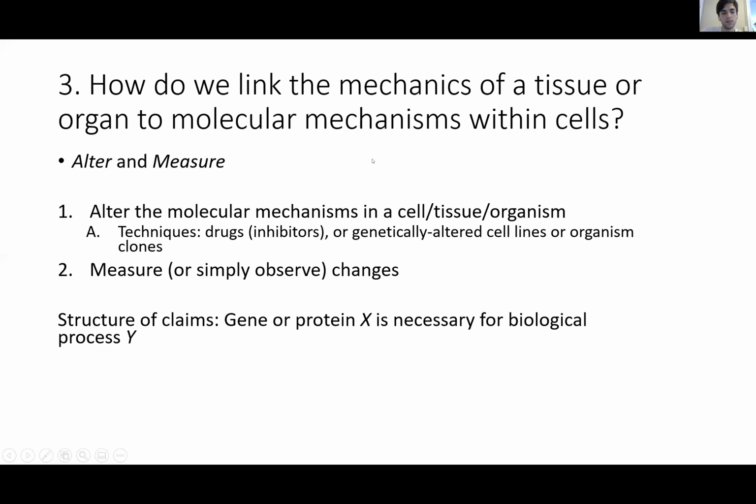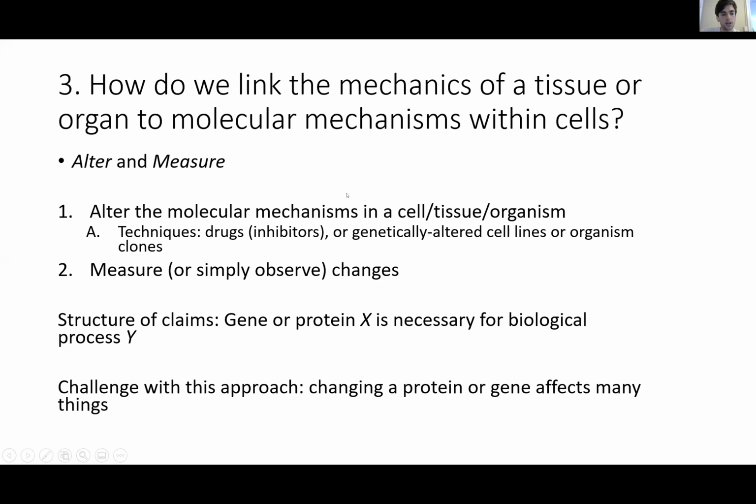And so the claims will usually fall in this structure. If the change using the inhibitor sort of destroys the process, then a claim we could make would be a certain gene or protein is necessary for a certain biological process. So gene or protein X is necessary for biological process Y.